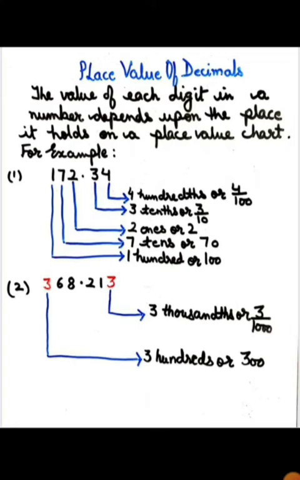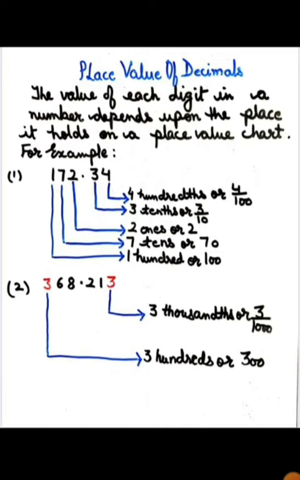Now we will start writing down the place value of the digits which are written on the right side of the decimal. Our first digit is 3 and its place value is tenths. So we will write 3 tenths or 3 upon 10. And the second digit is 4. So we will write 4 hundredths or 4 upon 100.